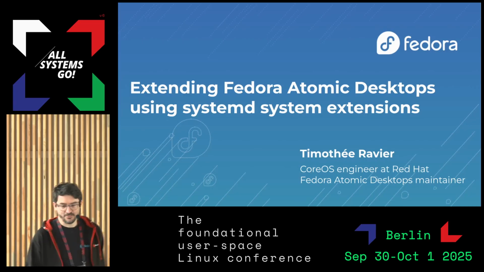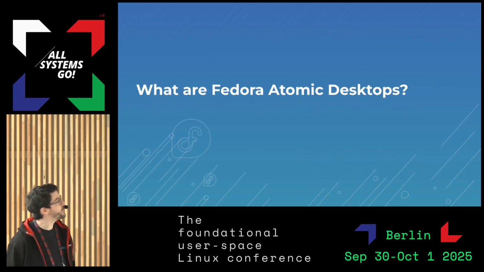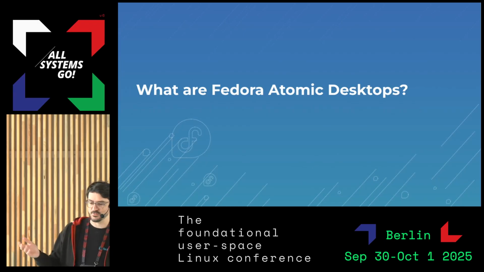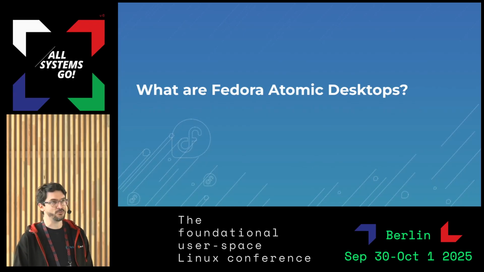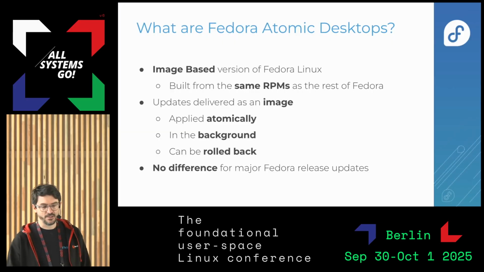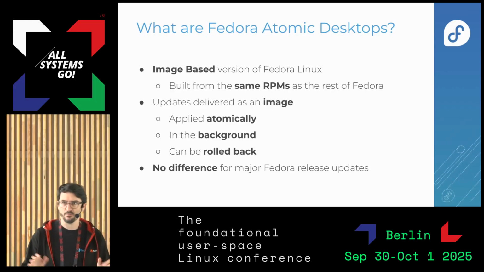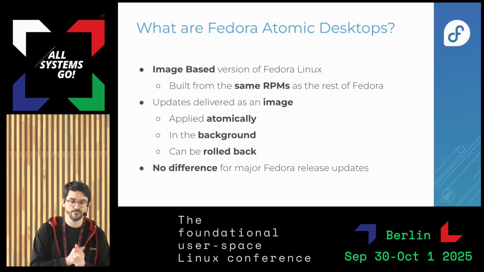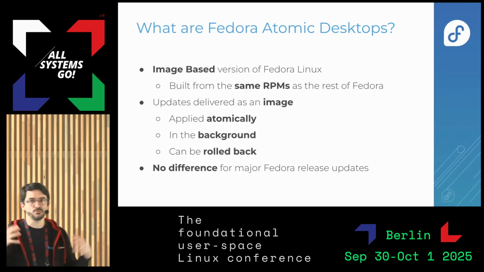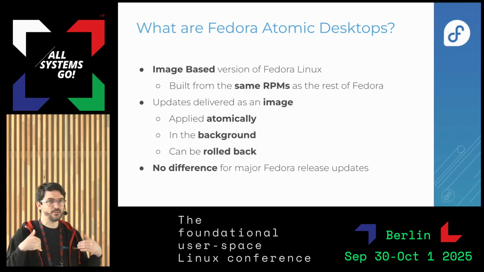So let's talk about the first part first. What are actually Fedora Atomic Desktops? You may know Fedora Silverblue, Fedora Kinoite, and the other variants. They are image-based versions of Fedora. They are built from the same packages as the rest of Fedora. It's the same RPMs, no tricks, no changes there. And they are packaged into an image and then distributed to systems.